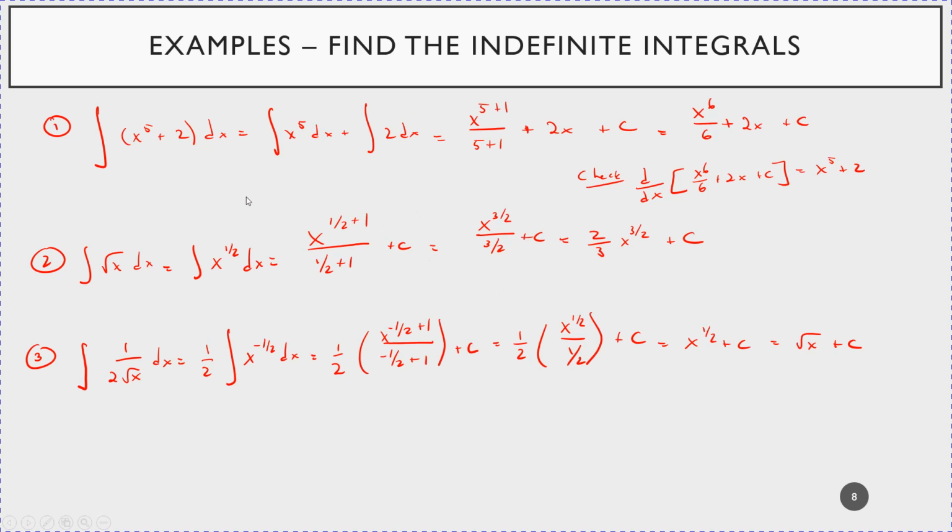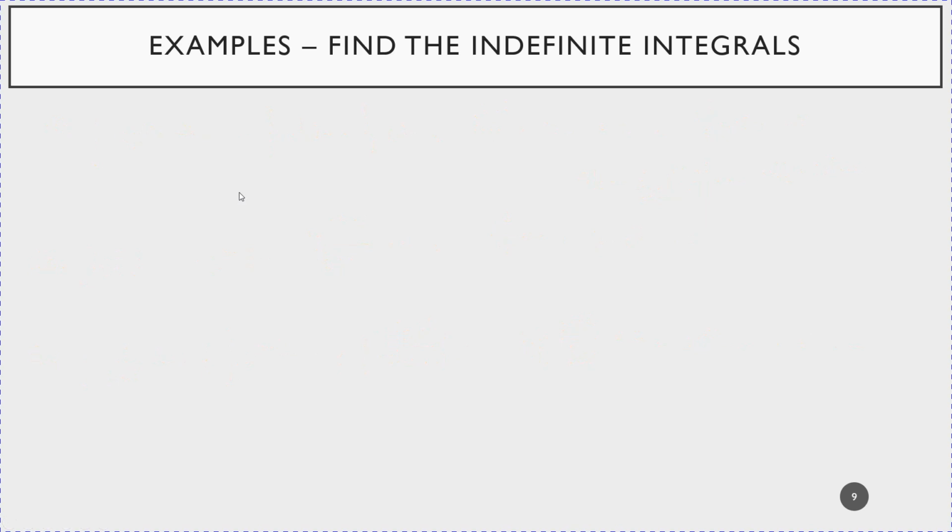Let's try a couple more. Let's find this one. Let's find the integral of x to the 4th minus 3x squared plus 5 all over x to the 4th dx. Okay, how would I even begin to solve this? So what you're going to do here is you're going to break this up, okay? Watch what happens when I do.